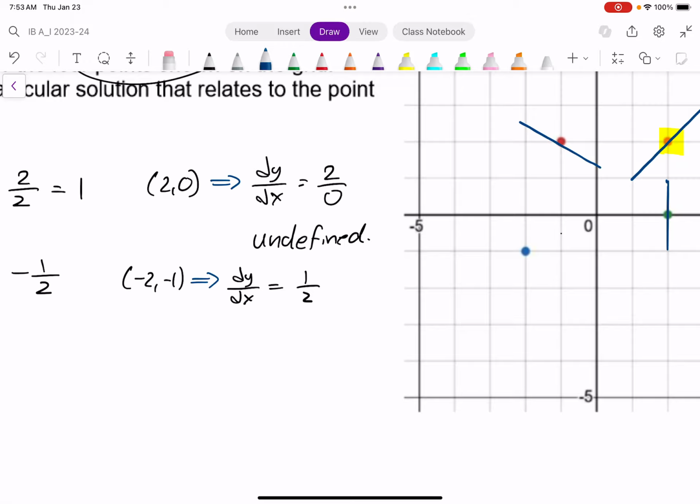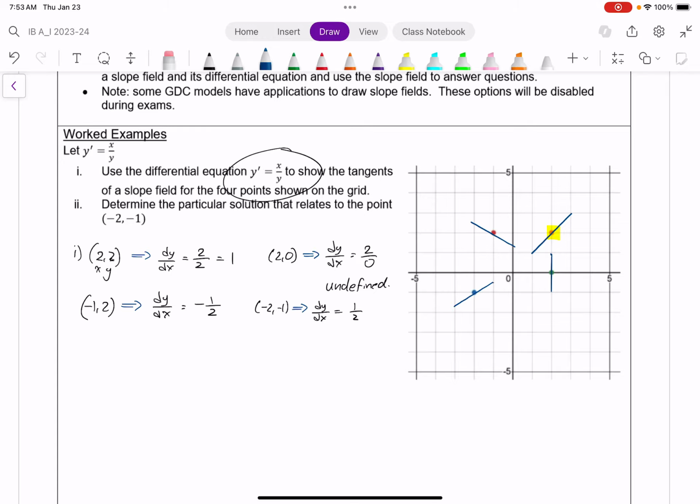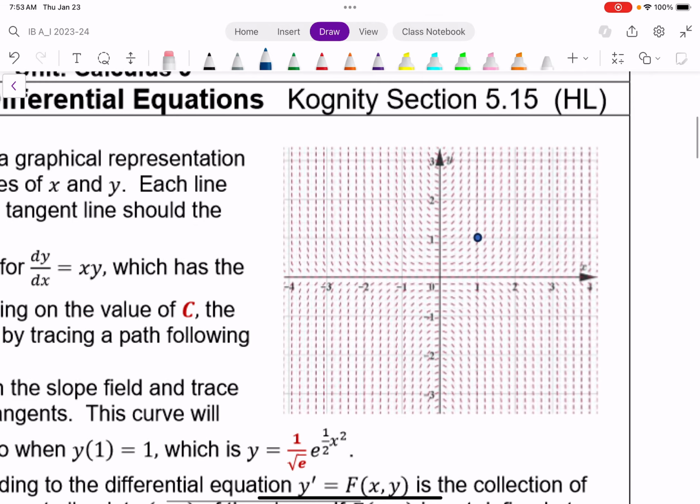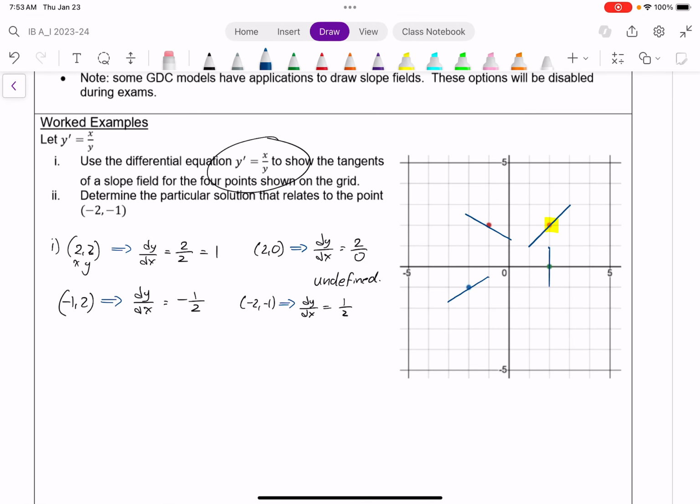Imagine that's something that a computer program can do pretty easily and quickly. And imagine doing it for hundreds of thousands of points, and you create a slope field that looks something like this. And so just keep in mind, again, you would never be asked to draw a complete slope field, but you are expected to understand where all those come from.